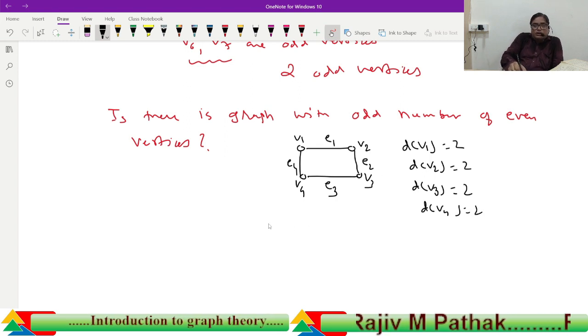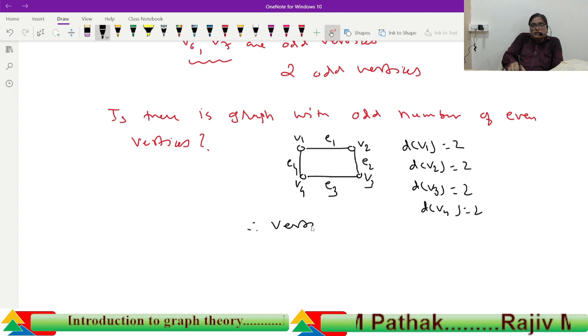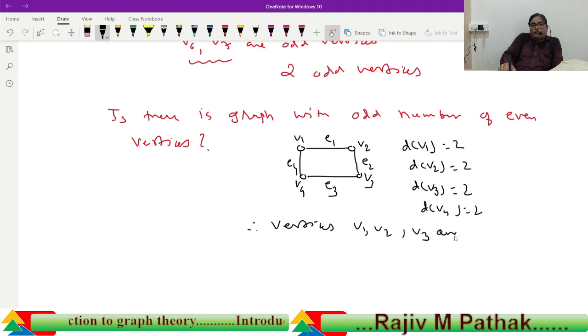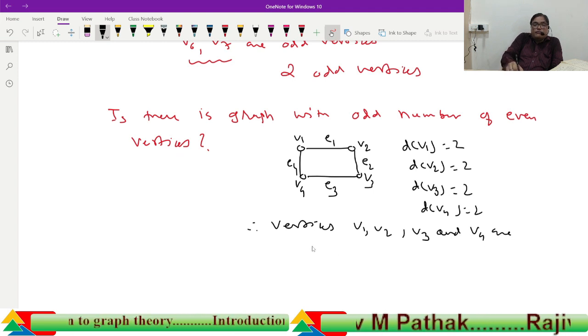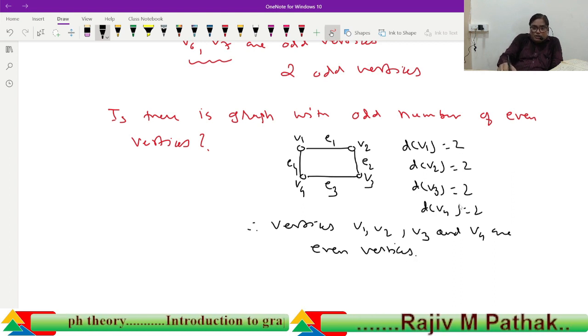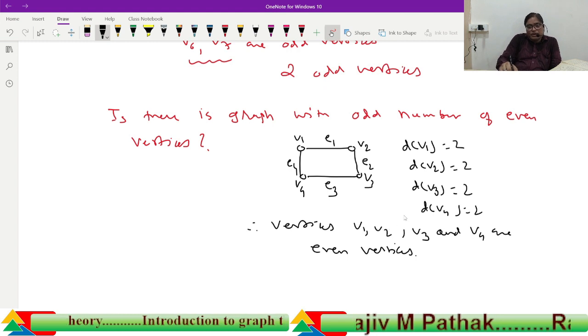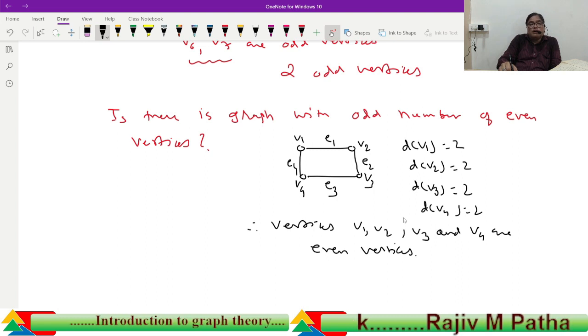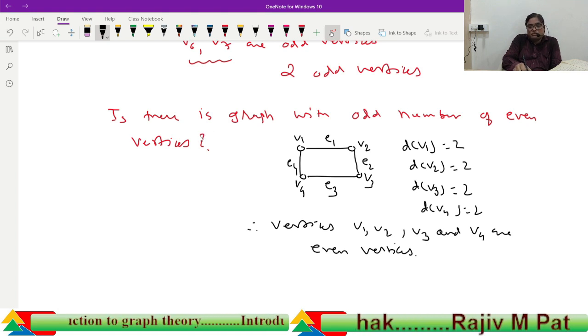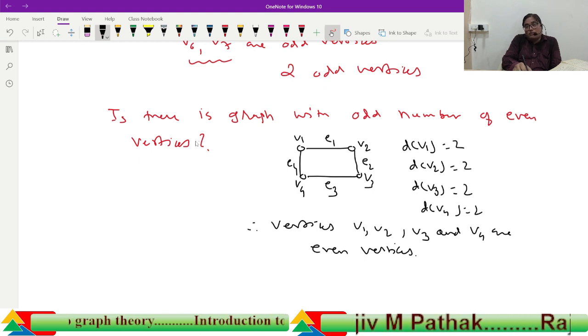So the vertices v1, v2, v3 and v4 are even vertices because their degrees are even numbers. All the vertices of the graph are even. How many vertices are there? Total 4, and 4 is an even number. So there are 4 even vertices. Is there a graph with an odd number of even vertices? No. There does not exist a graph having an odd number of even vertices.